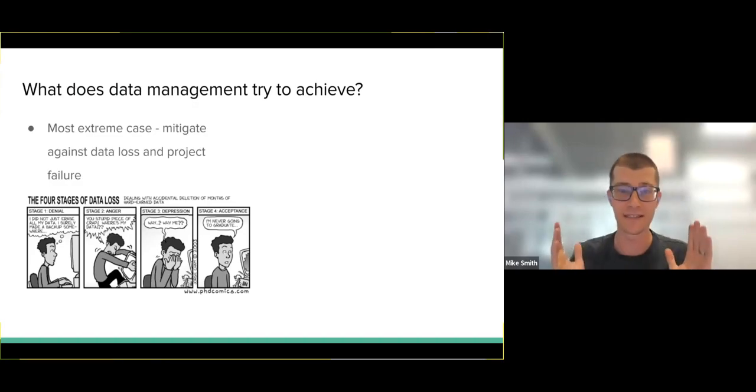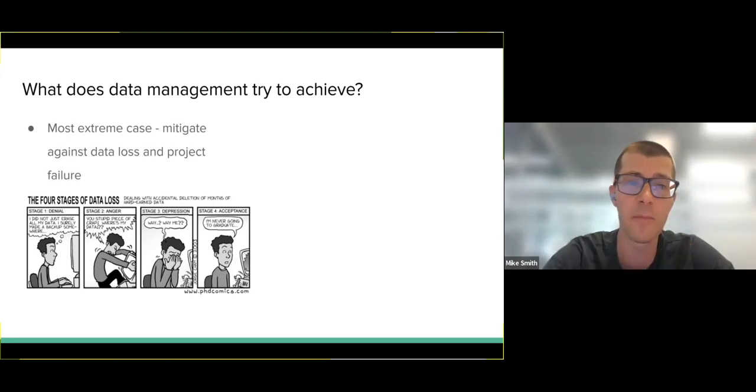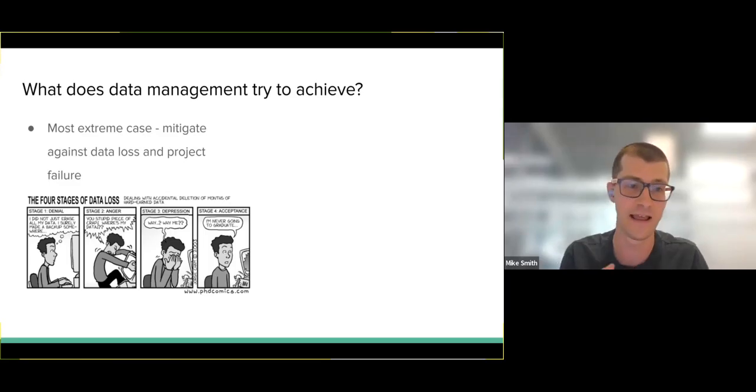And so what does data management try to achieve, right? It actually tries to achieve quite a lot, but in the most extreme case, I think it's probably fair to say that what it's trying to mitigate against is data loss, right? You spend a lot of time and effort and money collecting data, and then if you lose it somehow, the project fails or you go back to the beginning, it's a big waste of time and effort.